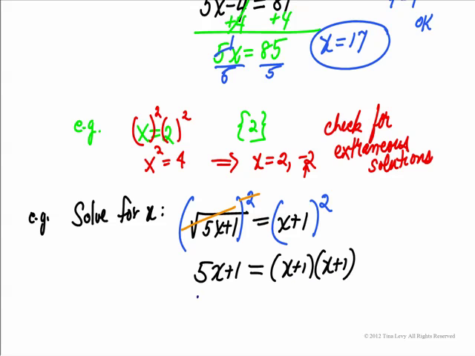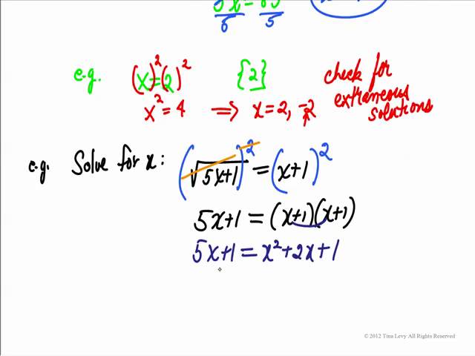So now I'm going to FOIL the binomials. I have 5x plus 1 is, first is x squared, inner x, outer x, so I have 2x, plus the last is 1. The minute I see x squared, I know I need a 0 on one side. So I'm going to subtract 5x, and I'm going to subtract 1.